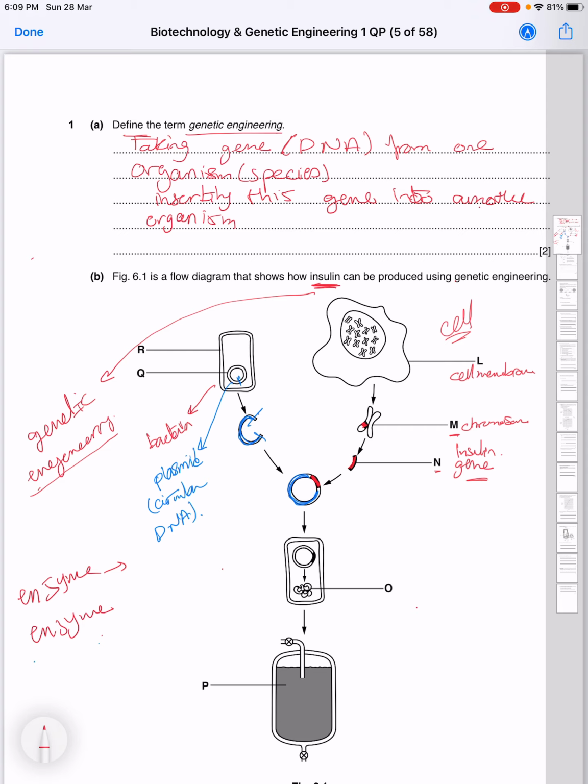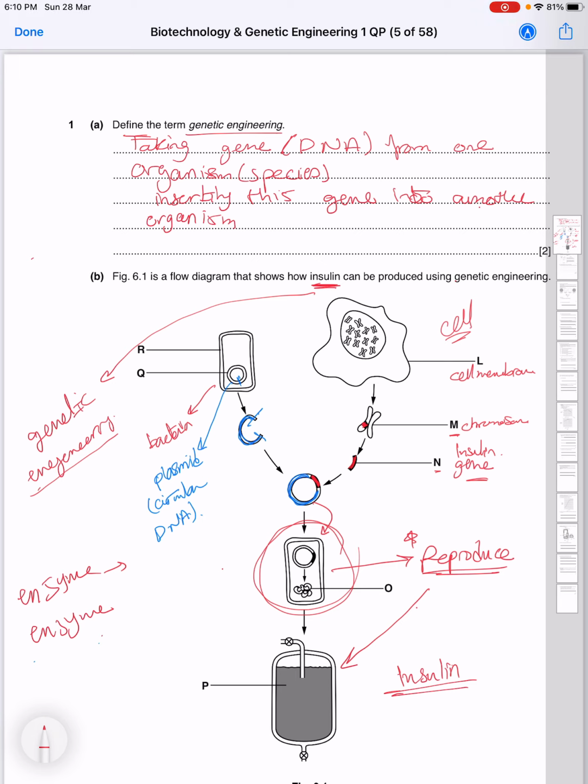Okay, so now I have made this recombinant DNA. I will insert it again inside the bacteria. Then I will allow this bacteria to reproduce. Why do I need first of all to allow this bacteria to reproduce? So I can have a lot of this recombinant plasmid. Then this bacteria will be placed in a tank, as you see here, allowing this bacteria some time to produce the insulin hormone.